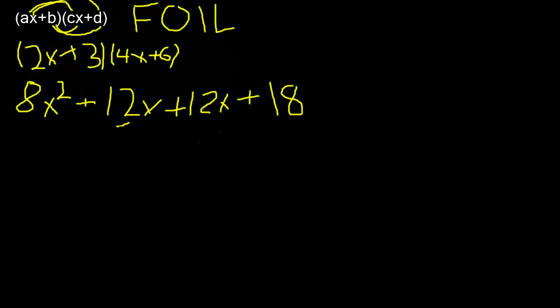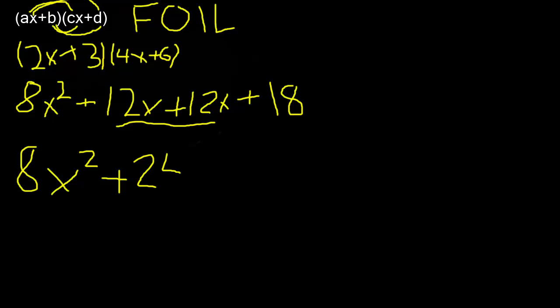We should know that these 2 join together. Alright. And so our final answer is simply 8x squared plus 24x. 12x and 12x is 24x. You know that too. Need some basic knowledge before we start foiling and doing some other stuff. Now we have 8x squared plus 24x plus 18. That is our final answer.